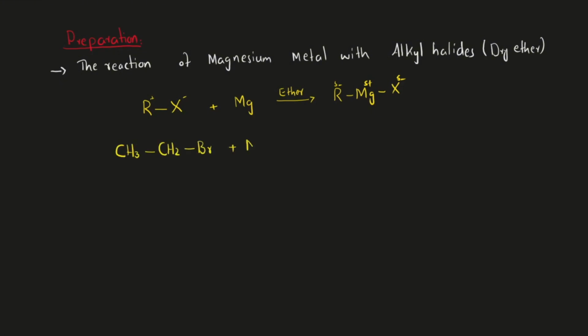Let's see the example of ethyl magnesium bromide. How can we prepare it? Simply, you can take ethyl bromide and react it with magnesium metal in the presence of ether. You will get ethyl magnesium bromide, which is a Grignard reagent.